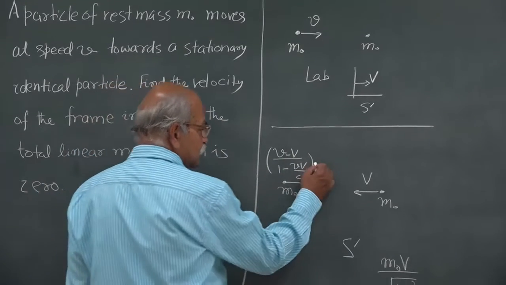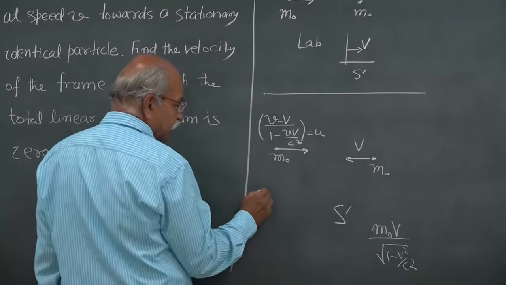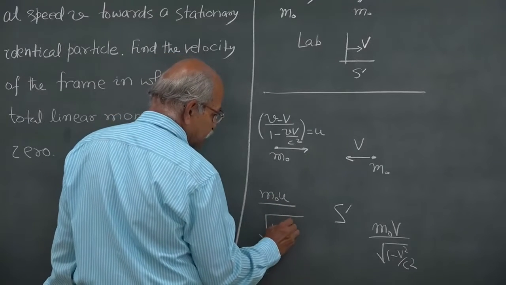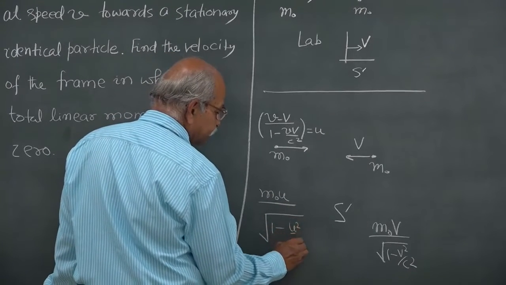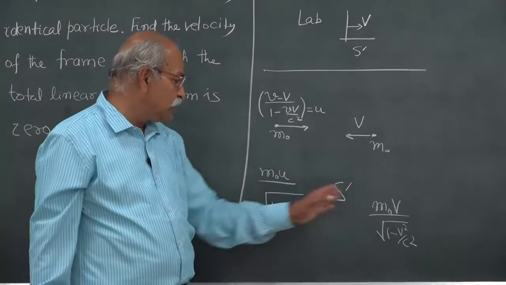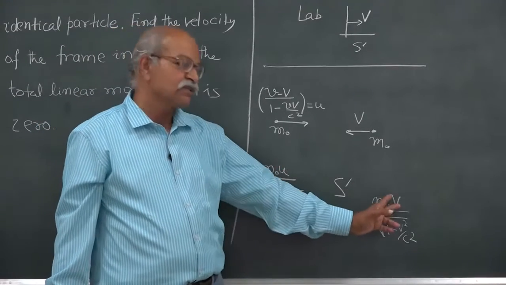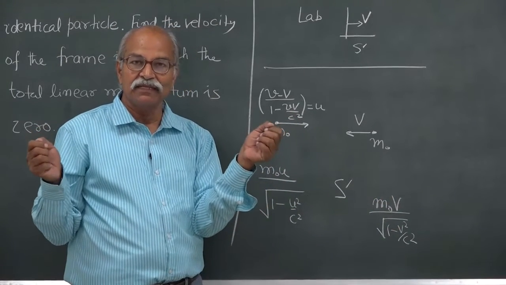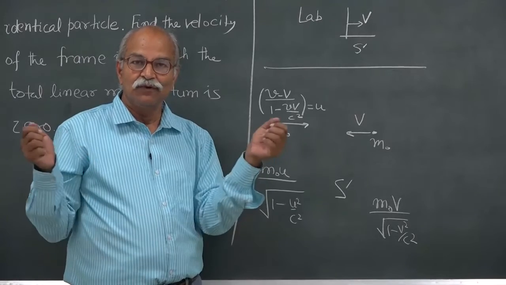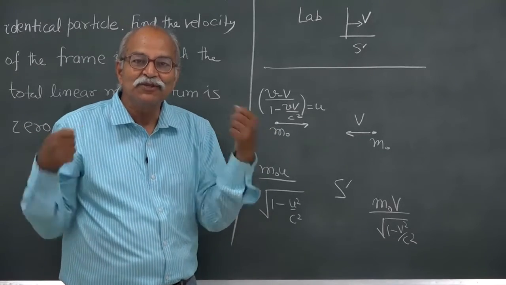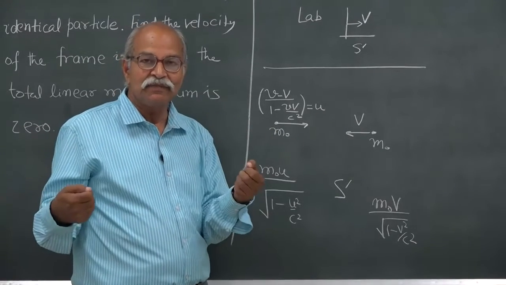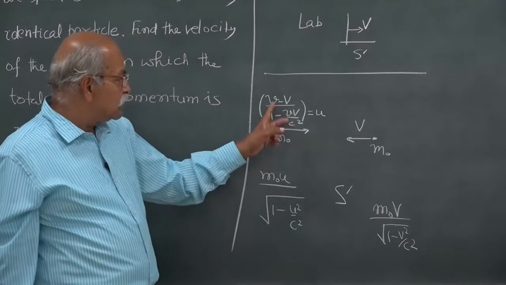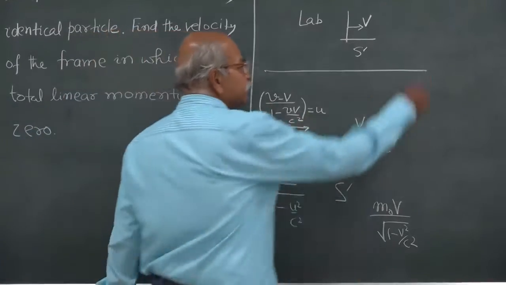And here, if this is u, then this will be m naught u divided by the square root of 1 minus u square by c square. So, if these two are to be equal, this u should be equal to this v. If you have the same rest mass particles moving towards each other, and the total linear momentum should be 0, then their speeds must be equal and opposite. So, this u is same as this v.